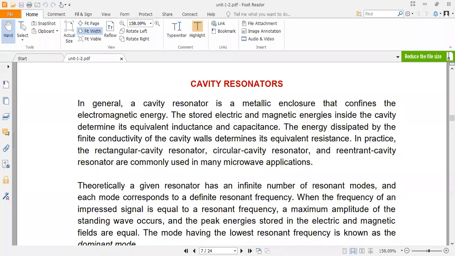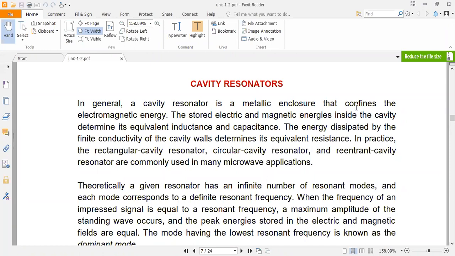Your screen is paused, I am getting. Are you able to see the PDF? Yes, ma'am, we are able to see, ma'am.